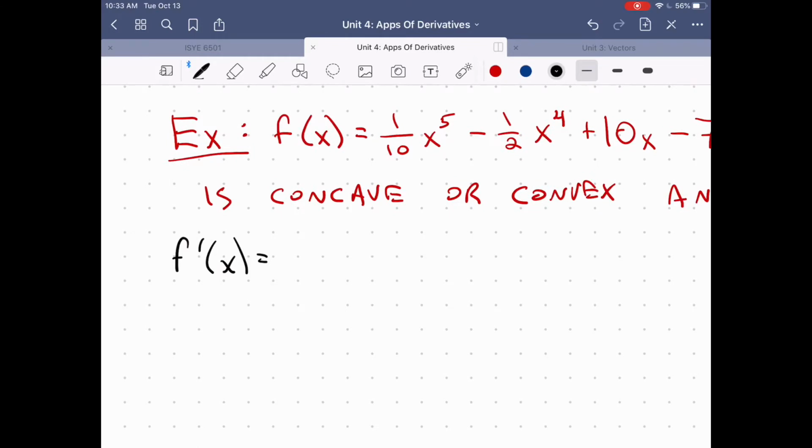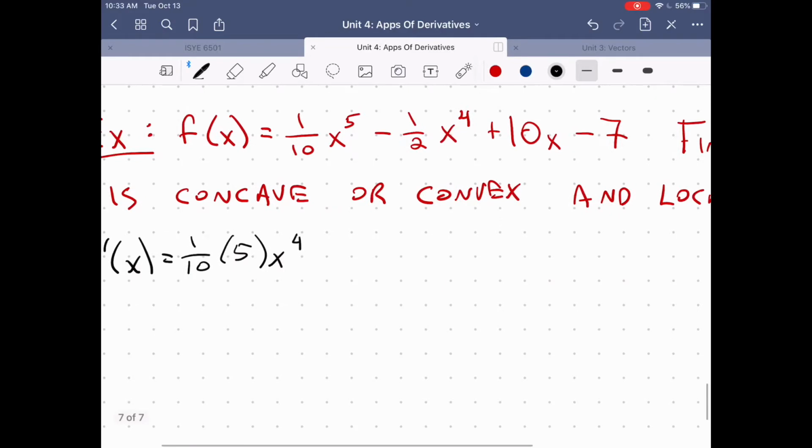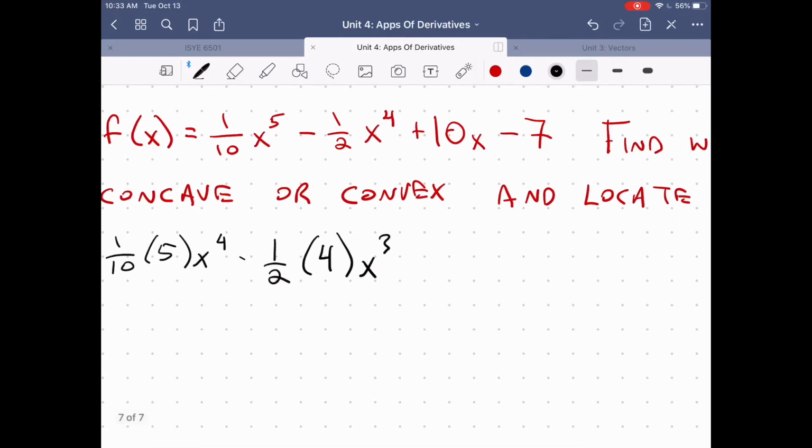So here I can just use the power rule. So I have 1/10. The derivative of x to the 5th would be 5x to the 4th. And then I have a negative 1/2. Derivative of x to the 4th would be 4x cubed. And then the derivative of 10x is 10, and derivative of negative 7 is 0.